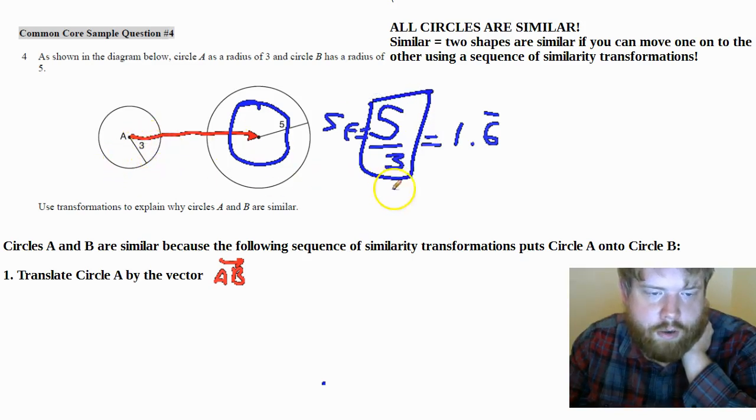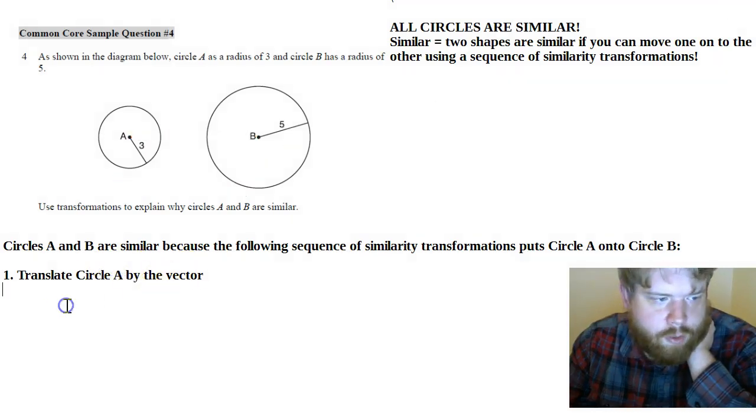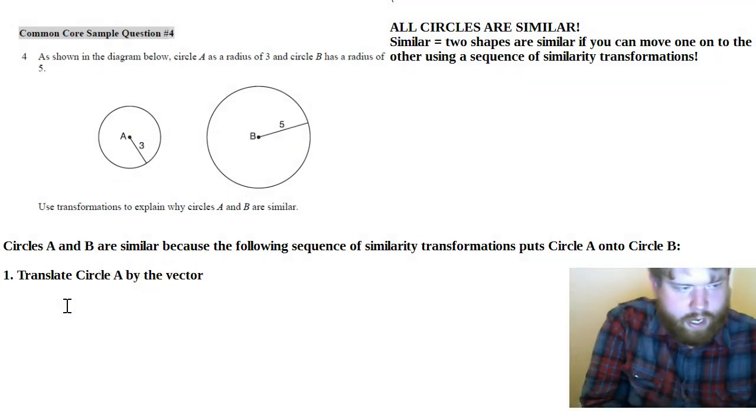And to verify that this works, if I take the radius of circle A, 3, multiply by our scale factor of 5 over 3, and you can check this on a calculator, the 3's are going to cancel, and I'm going to end up with the radius of the new circle, 5. So that will always work, by the way. This is not just a 3 and 5 thing. That will always work for any two circles.